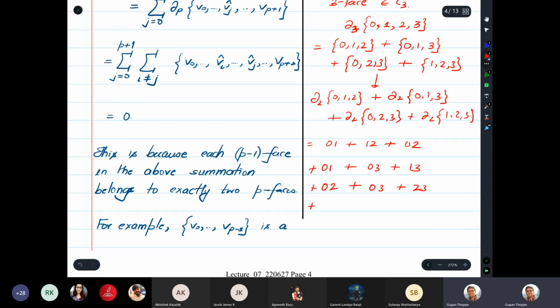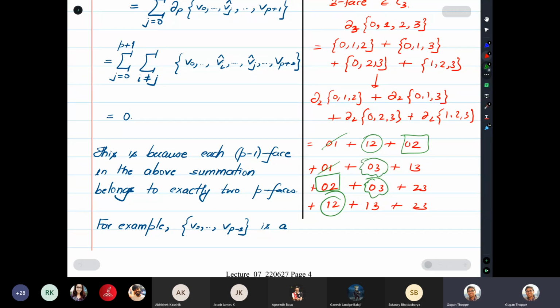finally end up with (1,2) plus (1,3) plus (2,3). Right, so this is what I'll end up with, and as you can see, this will cancel with this, and this (1,2) will cancel off with this (1,2), this (0,2) will cancel off with this (0,2), and then this (0,3) will cancel off with this (0,3), and this (1,3) will cancel off with this, and this (2,3) will cancel off with this.